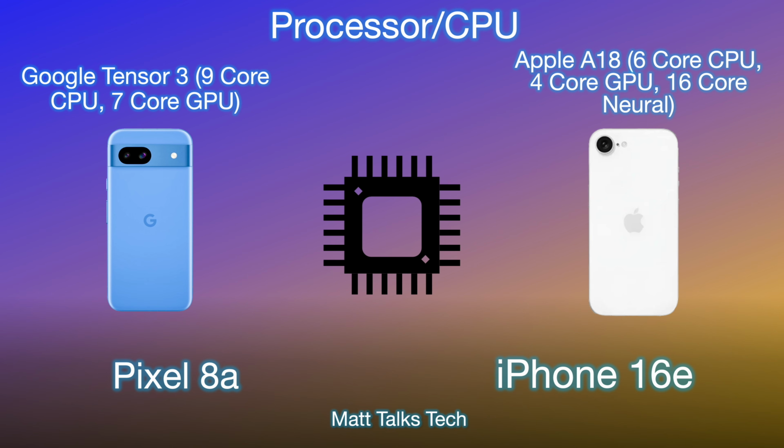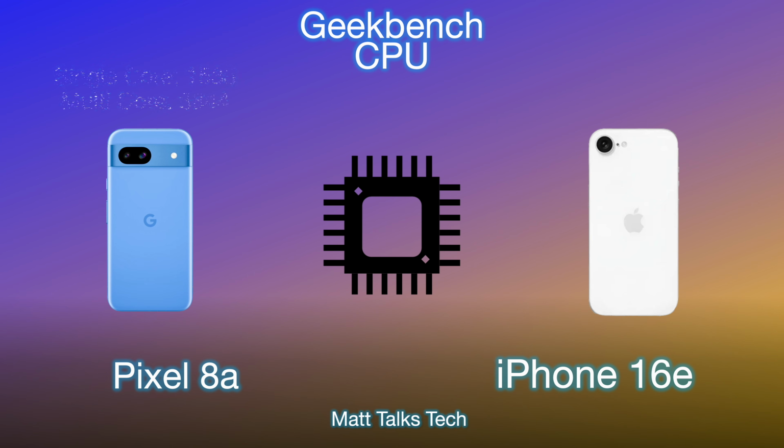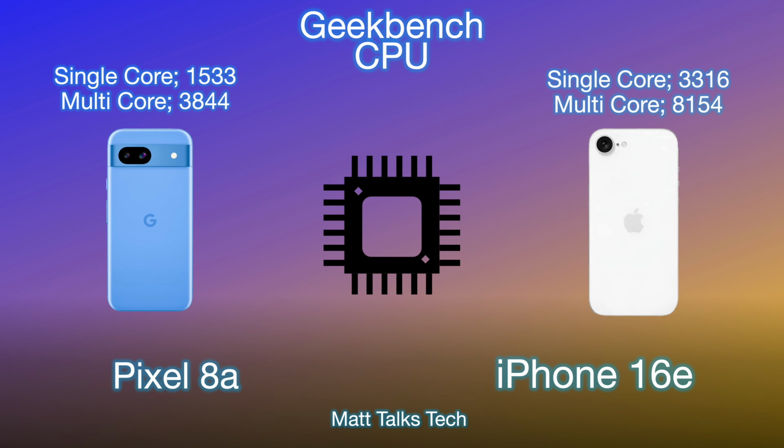But if I flick over now to the Geekbench CPU benchmark, well, this is where things get a little bit odd. The Pixel 8a only has a single core score of 1533 and a multi-core performance of 3884. And then the iPhone 16e, well, look at this. It has 3,316 single core and multi-core performance is 8,154.